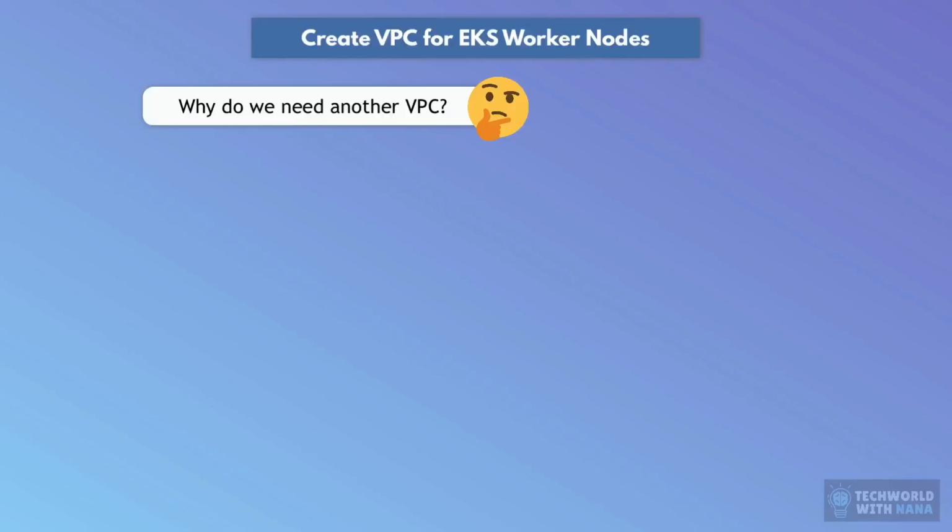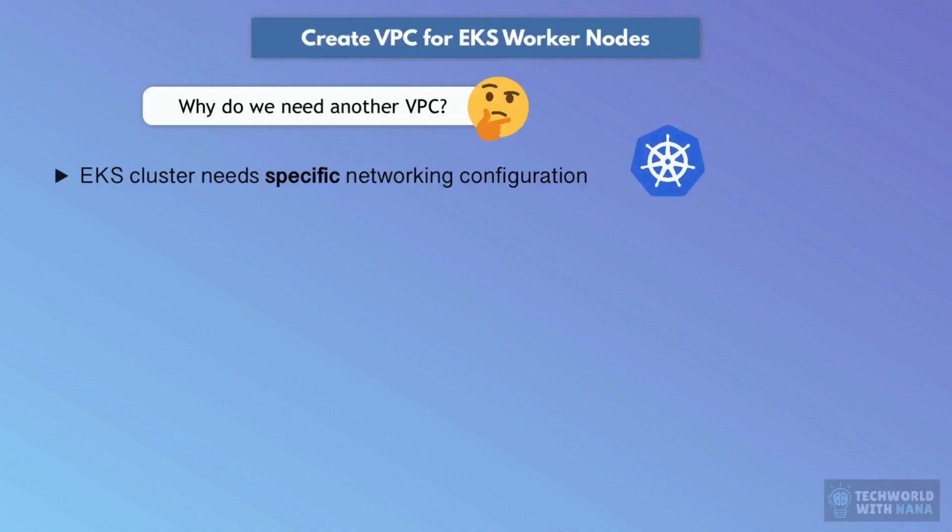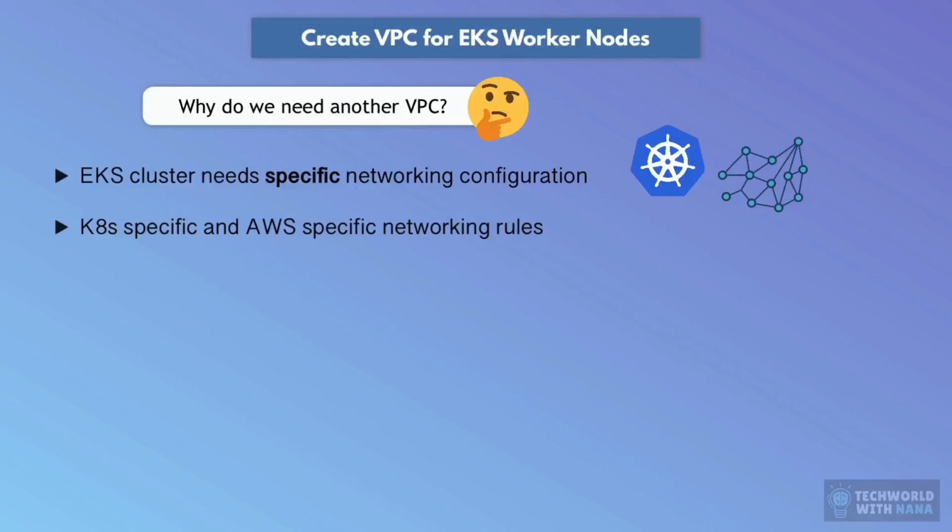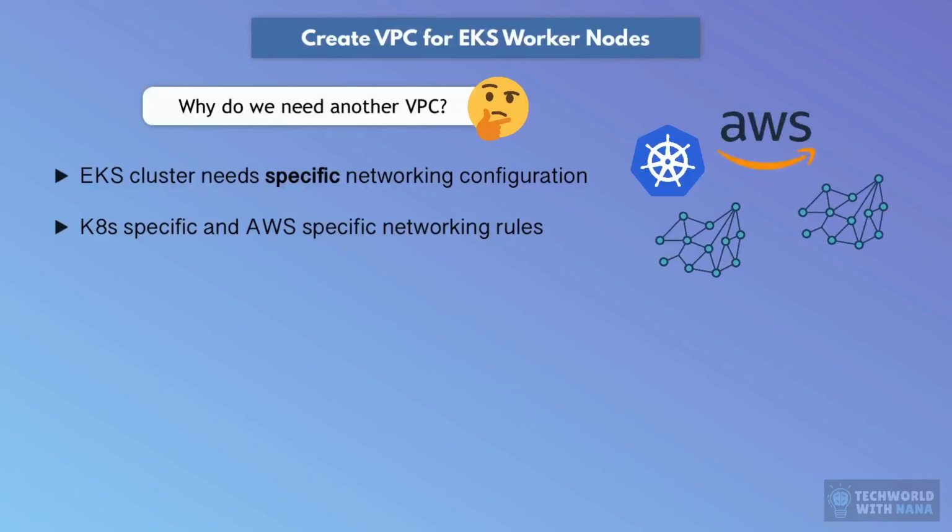The answer is the EKS cluster needs a specific configuration of networking for it to work without problems. You have to remember that EKS is based on Kubernetes, right? So Kubernetes has its own networking rules, and AWS on top of that has its own networking rules, right? And concepts. So these two need to work together. And for that, VPC configuration has to be configured correctly.